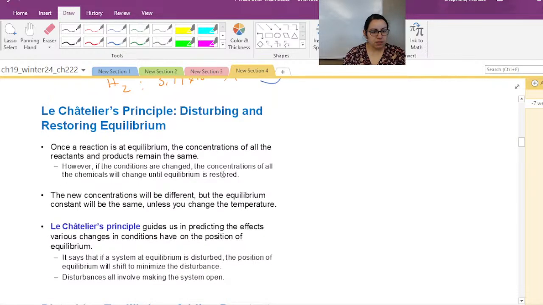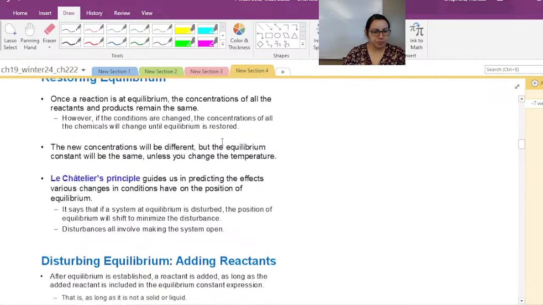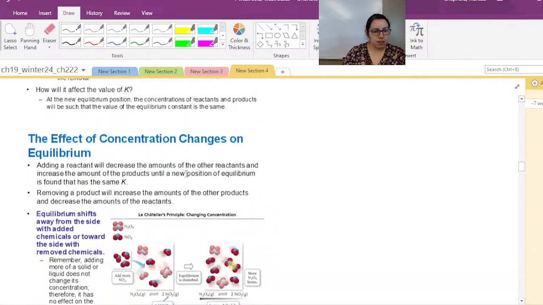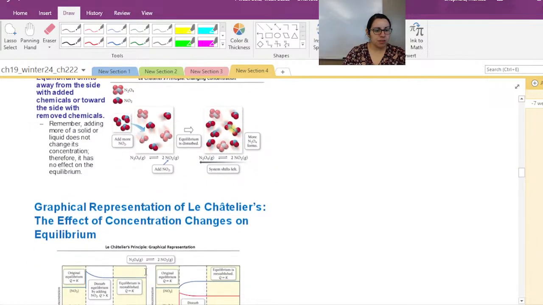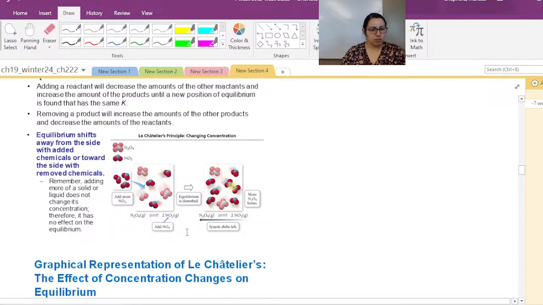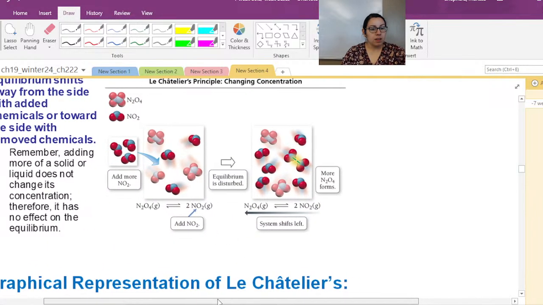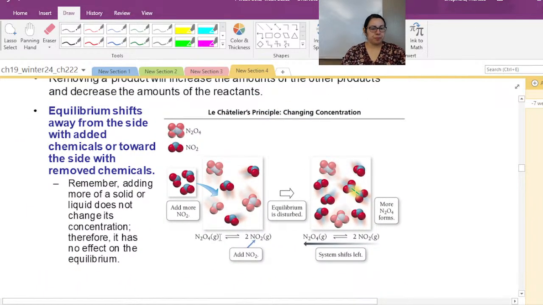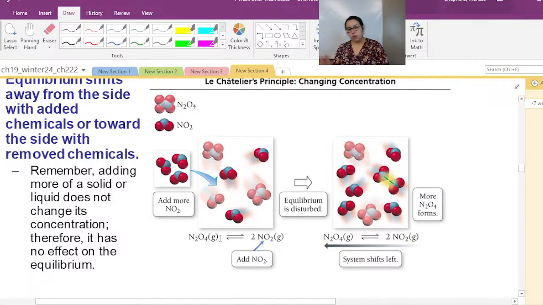And a lot of this is kind of wordy, so I think the graphs are better. Let's look at this scenario for a second. You notice you kind of stress the system, and then it's going to try to fix it. So let's look at our usual dimerization scenario. So now we have N2O4, and again, it dissociates to make two equivalents of NO2.